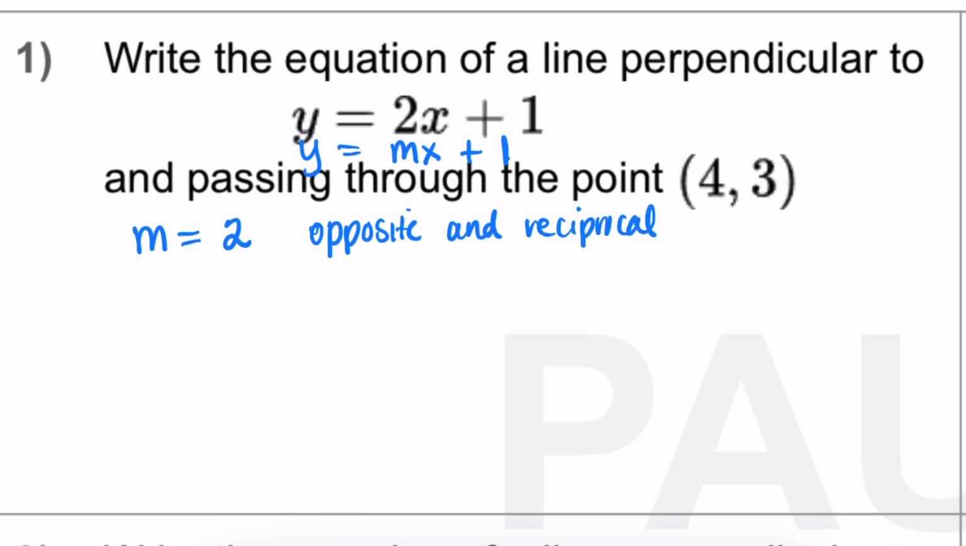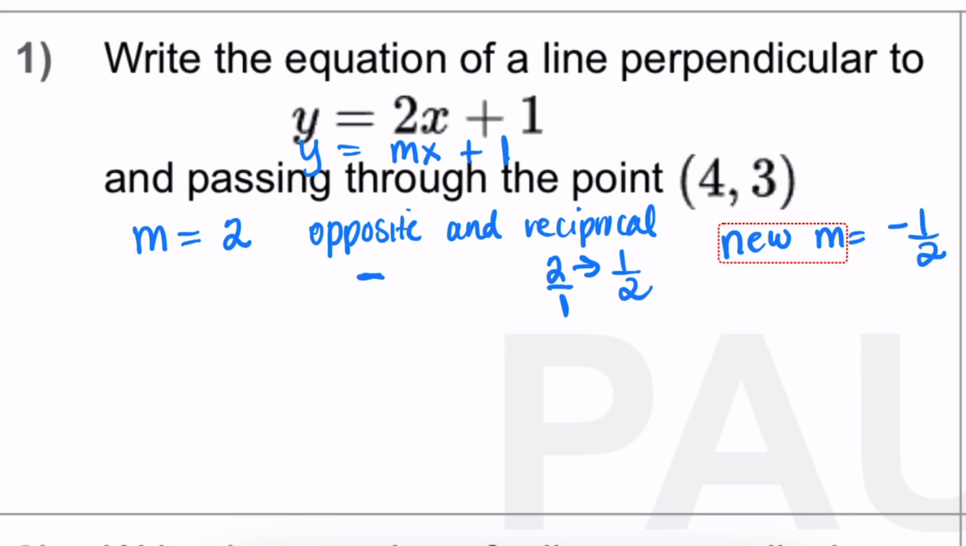So in this case, opposite means opposite sign. So if I see a plus sign or I don't see a sign at all, that means it's positive. So it has to be negative now. And the reciprocal means that I need to go from 2 to 1/2. So basically, I'm just flipping the fraction. So my new m, or slope, is negative 1/2.